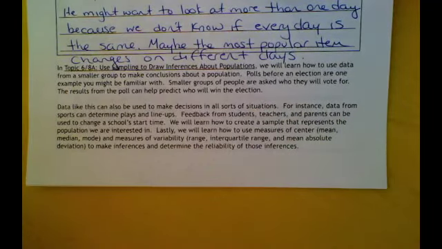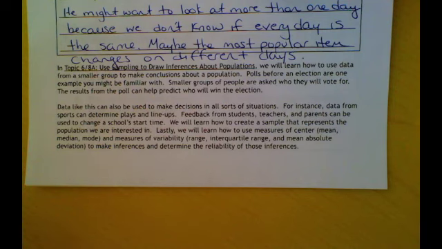So to give you some context, in this topic, the topic is titled Use Sampling to Draw Inferences About Populations. In this topic, we're going to learn how to use data from a smaller group to make conclusions about a population. For example, polls before an election are one example that you might be familiar with. Smaller groups of people are asked who they will vote for, and the results of the poll help predict the winner of the election.